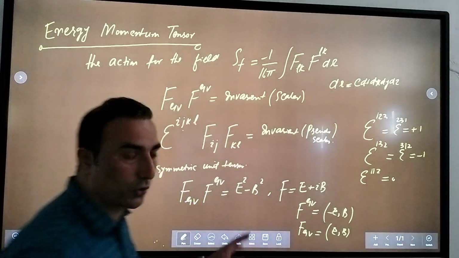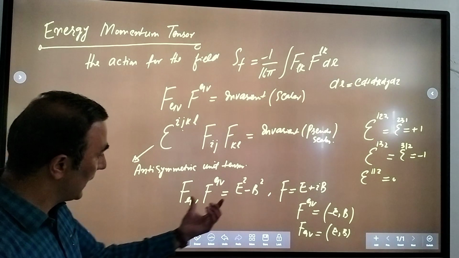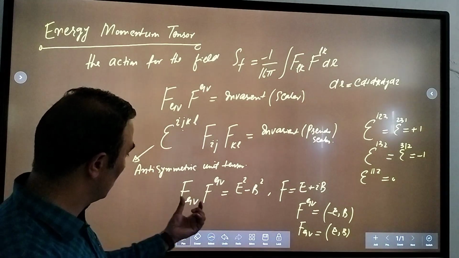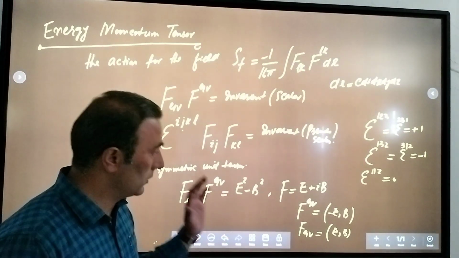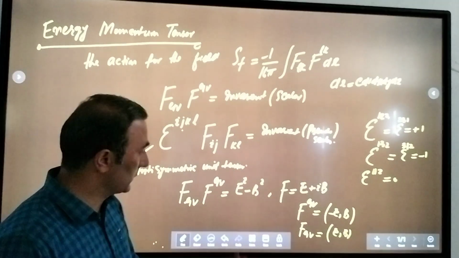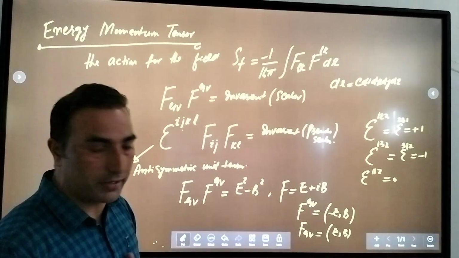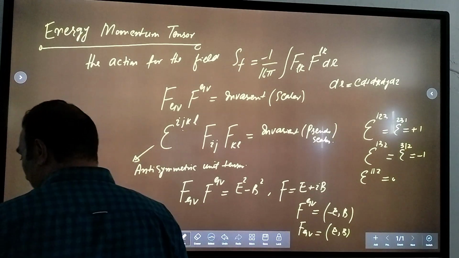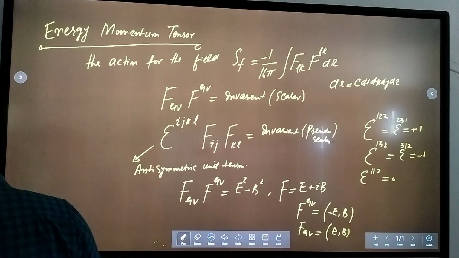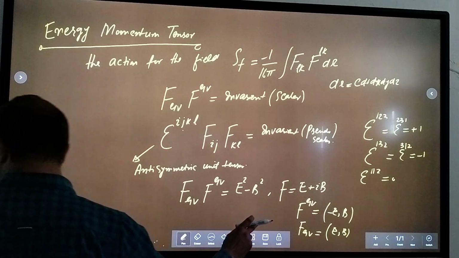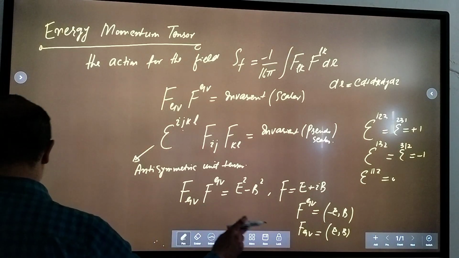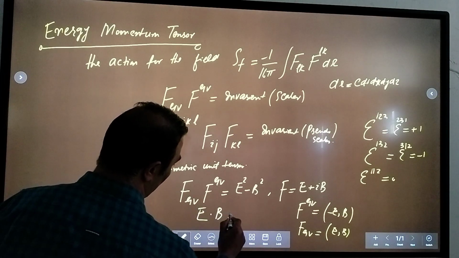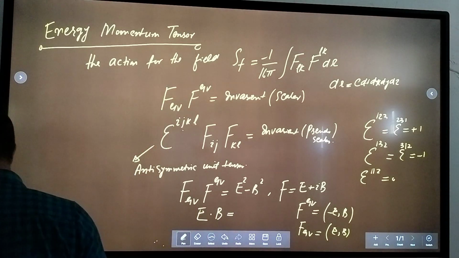So when you take the product, this will be E squared minus B squared, and this product remains invariant. That means if you transform this tensor from one inertial frame to another inertial frame, E squared minus B squared remains invariant. In addition to that, in this three-dimensional form, we can have E dot H, or E dot B, and that is also invariant.